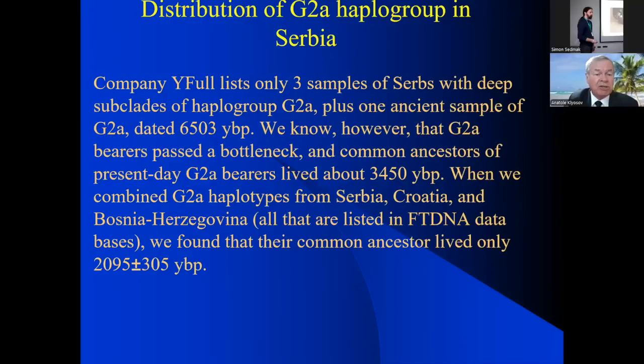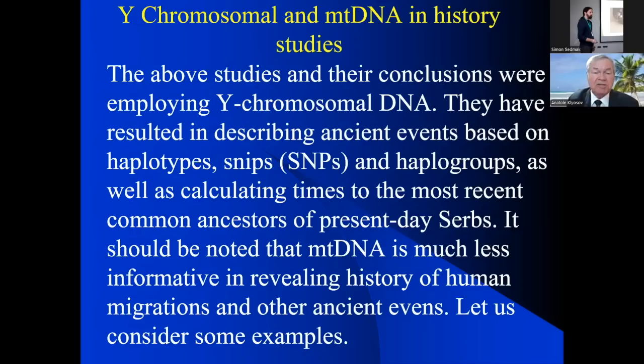When we combine G2A haplotypes from Serbia, Croatia, and Bosnia-Herzegovina, and all they listed in the database, we found their common ancestor lived only roughly 2,100 years ago. So they were killed, most of them, 4,500 years ago, and the common ancestor lived only 2,100 years ago. So more than 2,500 years later. So you see the same again and again, the tragic story. Genocide killed most of the people who lived in Europe.